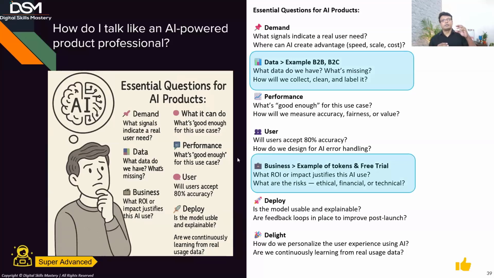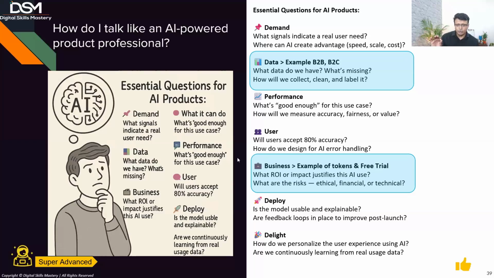Another example is from a business perspective. If you are a senior product person, and your role is also to look at the pricing and what type of products you want to give out, example of tokens and free trial is here. What is the ROI, and what is the impact of using AI or building this particular thing based on AI? If it's taking 2-3 months, is it worth doing it? What are the risks? Ethical risk, financial risk, any technical or legal risks? You have to think from a business perspective. So this comes in the purview of head of products and senior product managers. So these are the list of questions from an AI point of view you need to think through and answer.